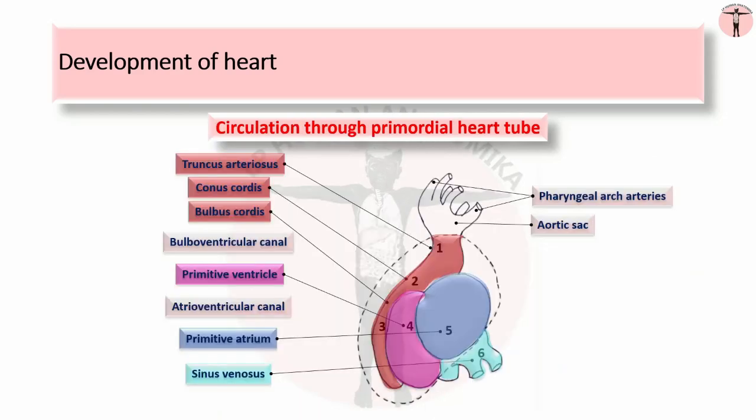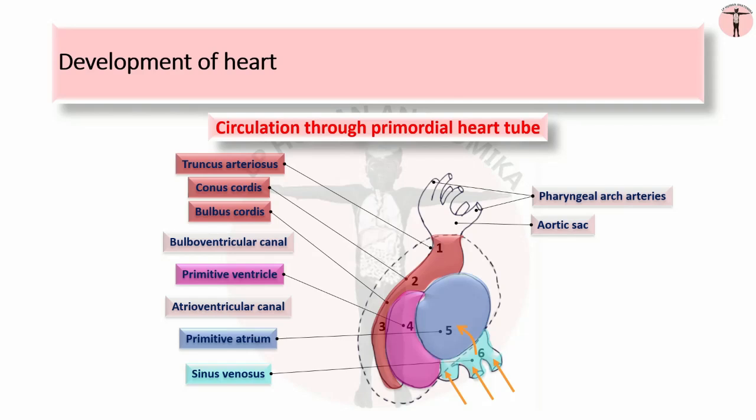Circulation through primordial heart. By this time, the heart is functionally ready for blood circulation. Blood enters the sinus venosus from the embryo through the common cardinal veins, from the developing placenta through the umbilical veins, and from the umbilical vesicle through the vitelline veins. Blood from the sinus venosus enters the primordial atrium.